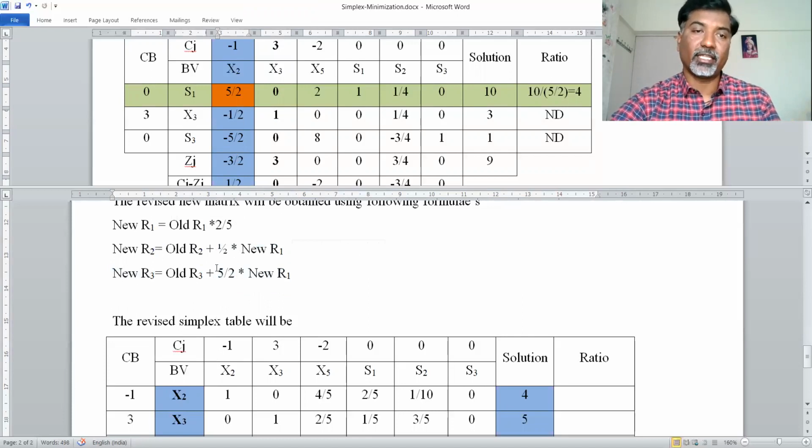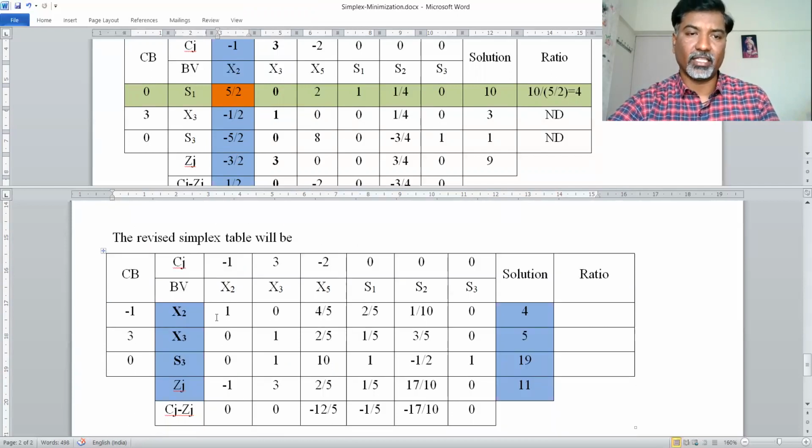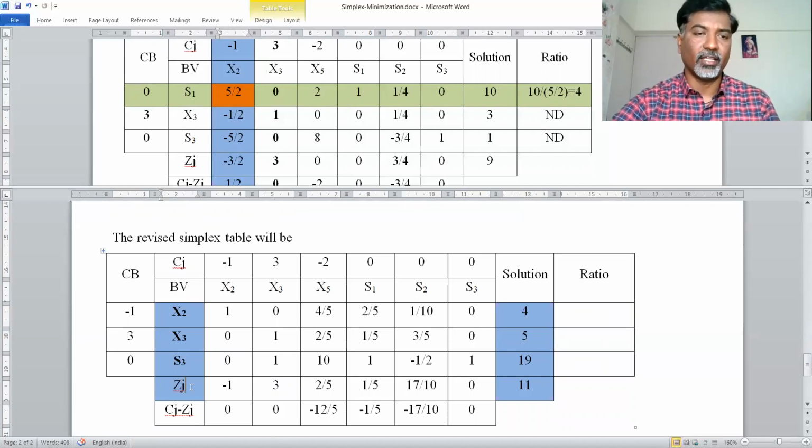If you solve these equations by putting the values of x1, x2, x3 and R1, taking into consideration the values of R1, R2 and R3, you will get this matrix. Then you have to calculate Zj. As we have already discussed, to calculate Zj, you consider the corresponding column and the coefficient values. Multiply 1 into minus 1, that is minus 1, 0 into 3, 0, 0 into 0, 0. If you add all these values, you will get minus 1.